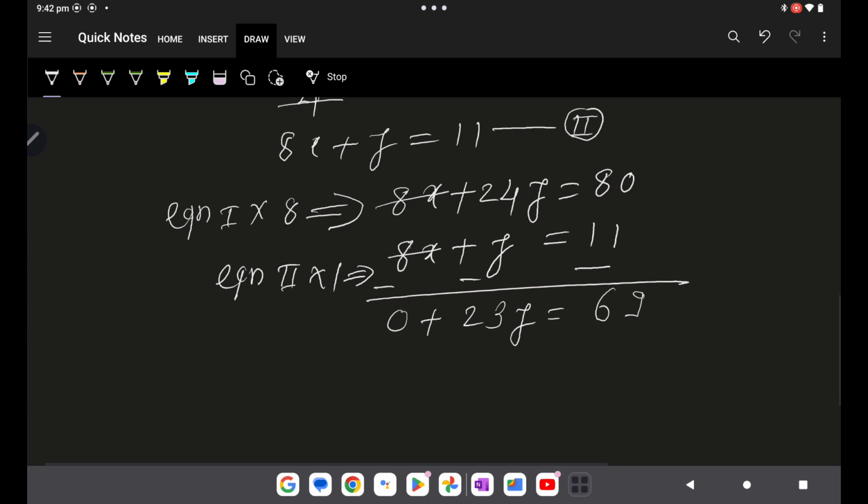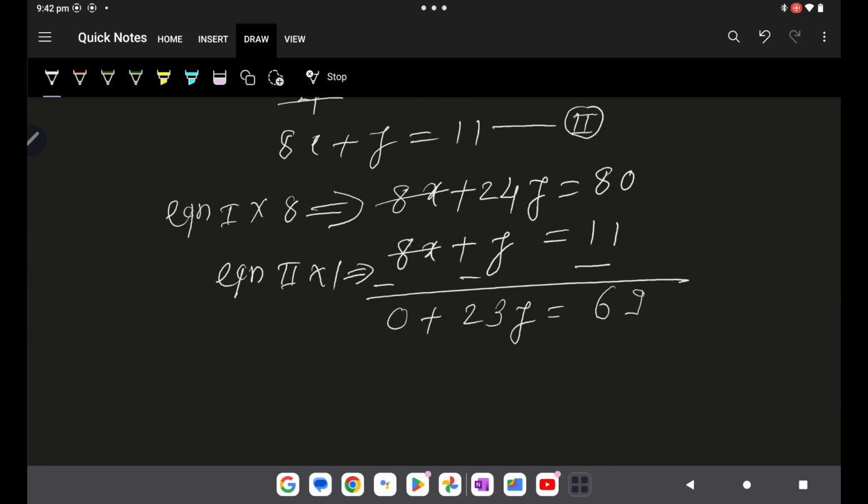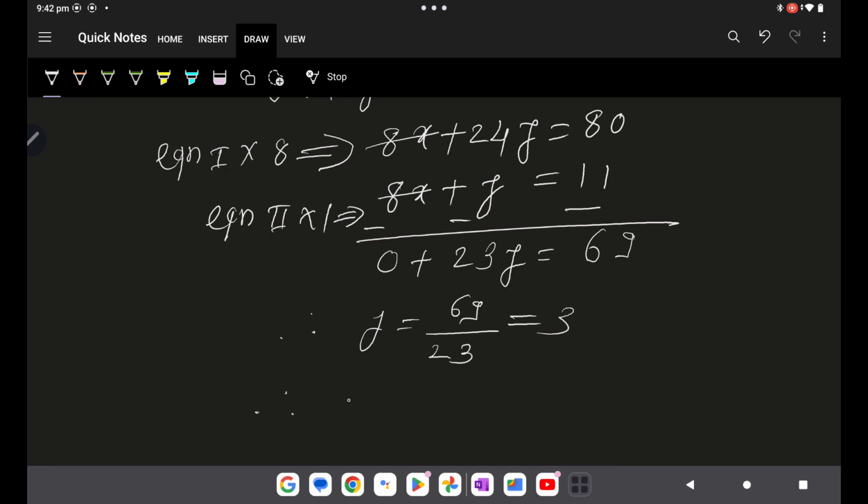Therefore y is equal to, dividing both sides by 23, y is equal to 69 divided by 23. 23 3s are 69, because 3 3s are 9 and 3 2s are 6. So we write 3. Therefore the value of y is equal to 3. This is the value of y.